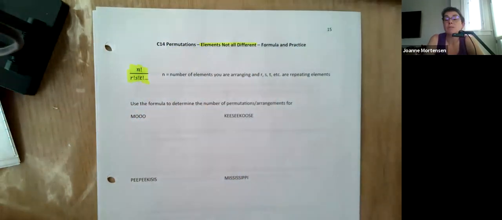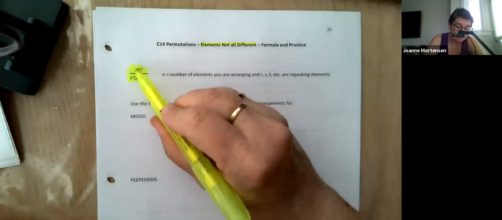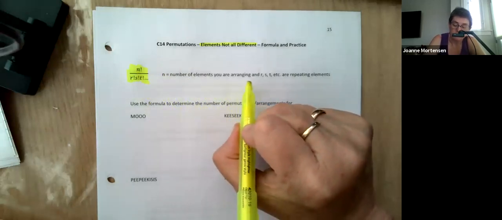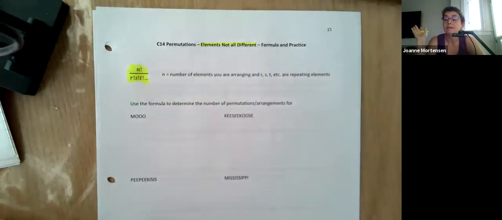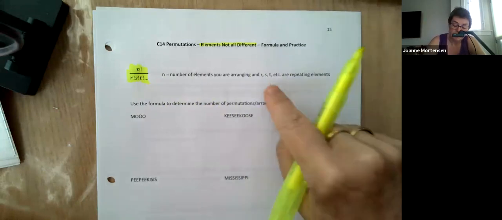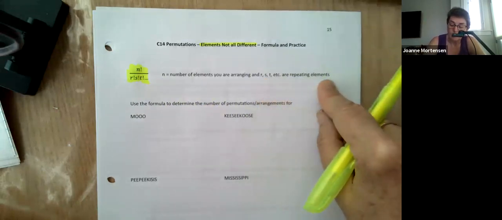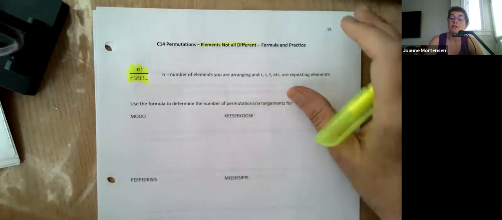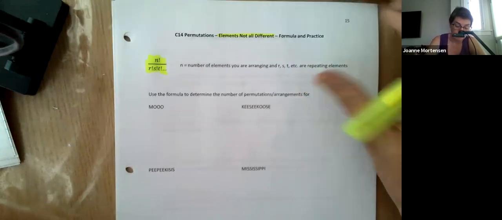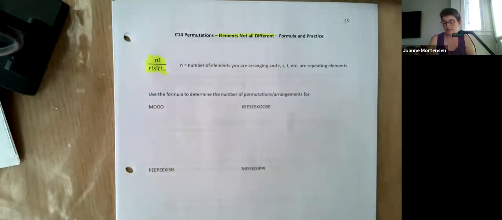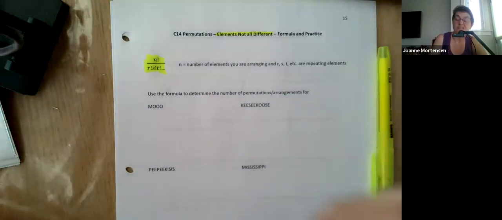If you watched the previous video, you already know how to use that. N, in this case, is the total number of elements you're arranging, and count every single one. Don't care about repetition. And R, S, and T are the ones that do the repeating or are not all different. Oh, we already did that question. Maybe you haven't seen that video.